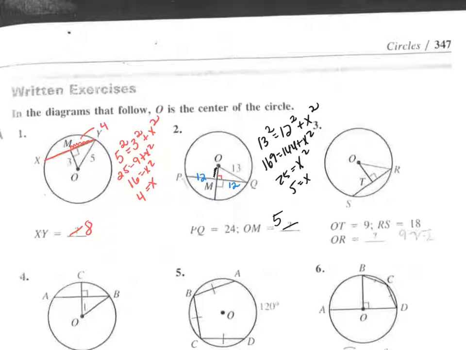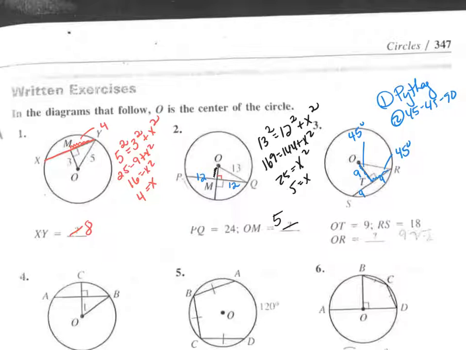OT is 9 units long. RS is 18 units long, so it's cut in half. I've got a 9 here and a 9 here. So if you'll look at this, since this is 9 and this is 9, that means I have an isosceles right triangle, or in other words, both of those angles are 45. I can either use Pythagorean or I can use my 45, 45, 90.